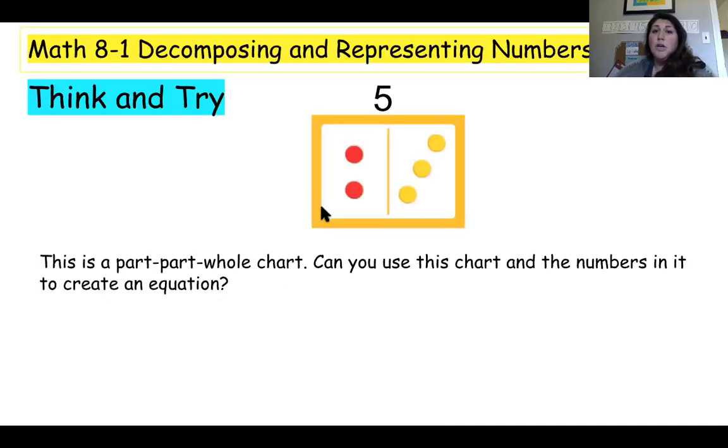Today we're going to start talking about looking at a whole and its two parts, and it's actually called decomposing numbers, which is a pretty big word. So look right up here. This is a picture of a part whole chart. Can you use this chart and the numbers in it to create an equation? So an equation, remember, has an equal sign, and then you use either Gus the Plus or Linus the Minus to figure that out. So I want you to pause the video now and try.